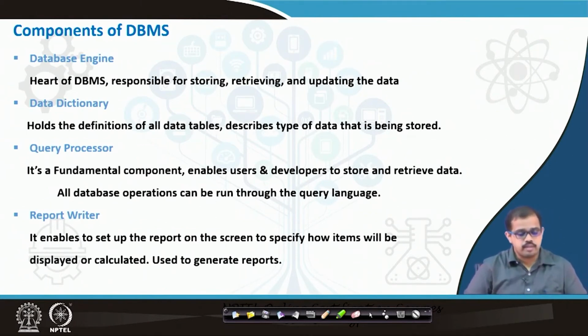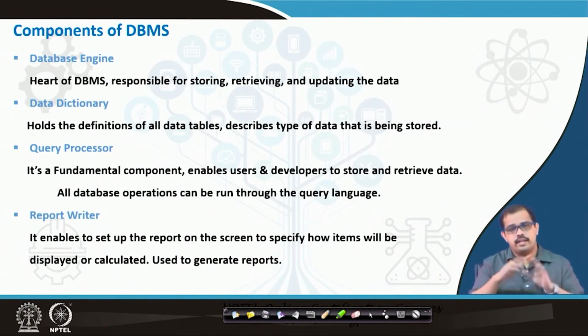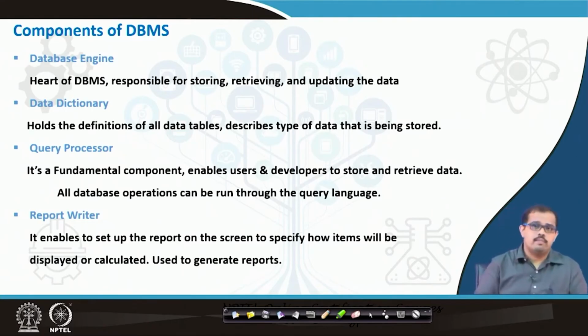The next component is the report writer. Though this particular component has more or less not evolved over a period of time, it enables us to set up a report on the screen to specify how items will be displayed or calculated. These are normally used to generate reports. Many database systems have different ways of defining it, but the report writer is generally used to compile all the information and generate reports about that information.